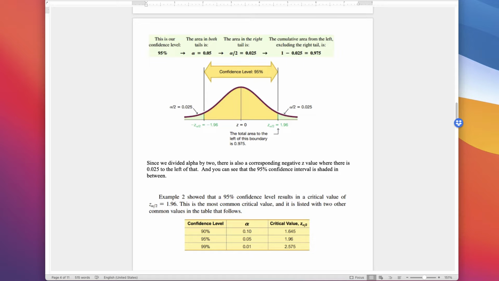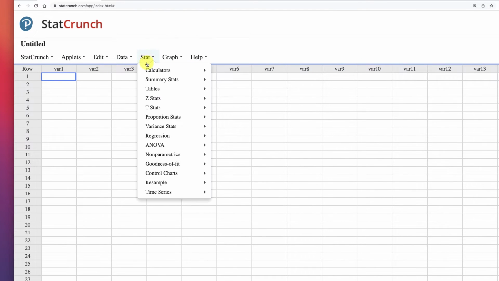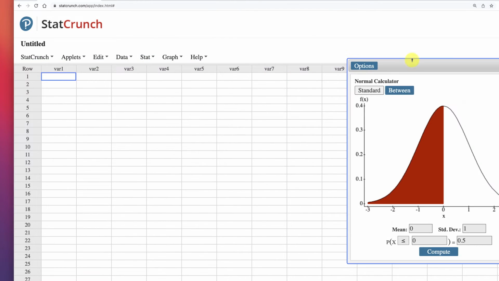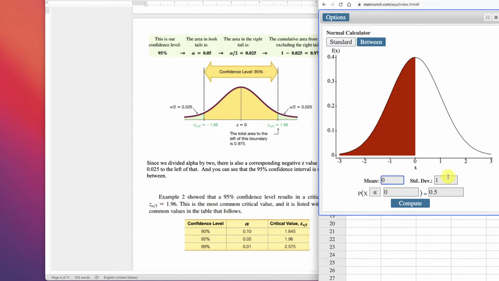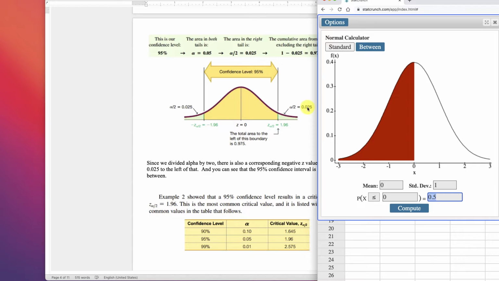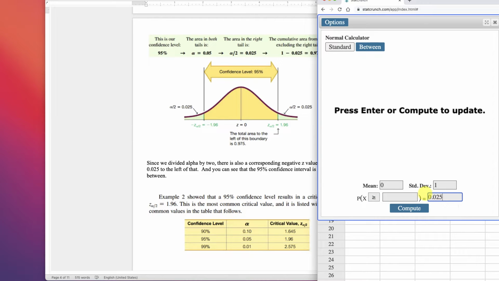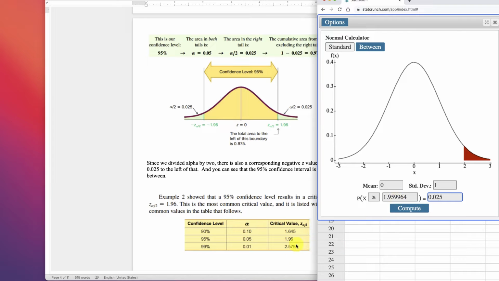But if you don't have the table, you can always just use StatCrunch. So if I just bring over StatCrunch, I go to the calculator, normal, because these are just z-scores, right? So we can just leave them as mean 0, standard deviation 1, and then find whatever percent you want, and it'll show you the z-score right here. So if you want, remember it's to the right, 0.025, which was a 95% confidence interval, 0.05, then change this to the right and put 0.025 in there, and you'll get the 1.96. There it is, a 0.05, 95%.